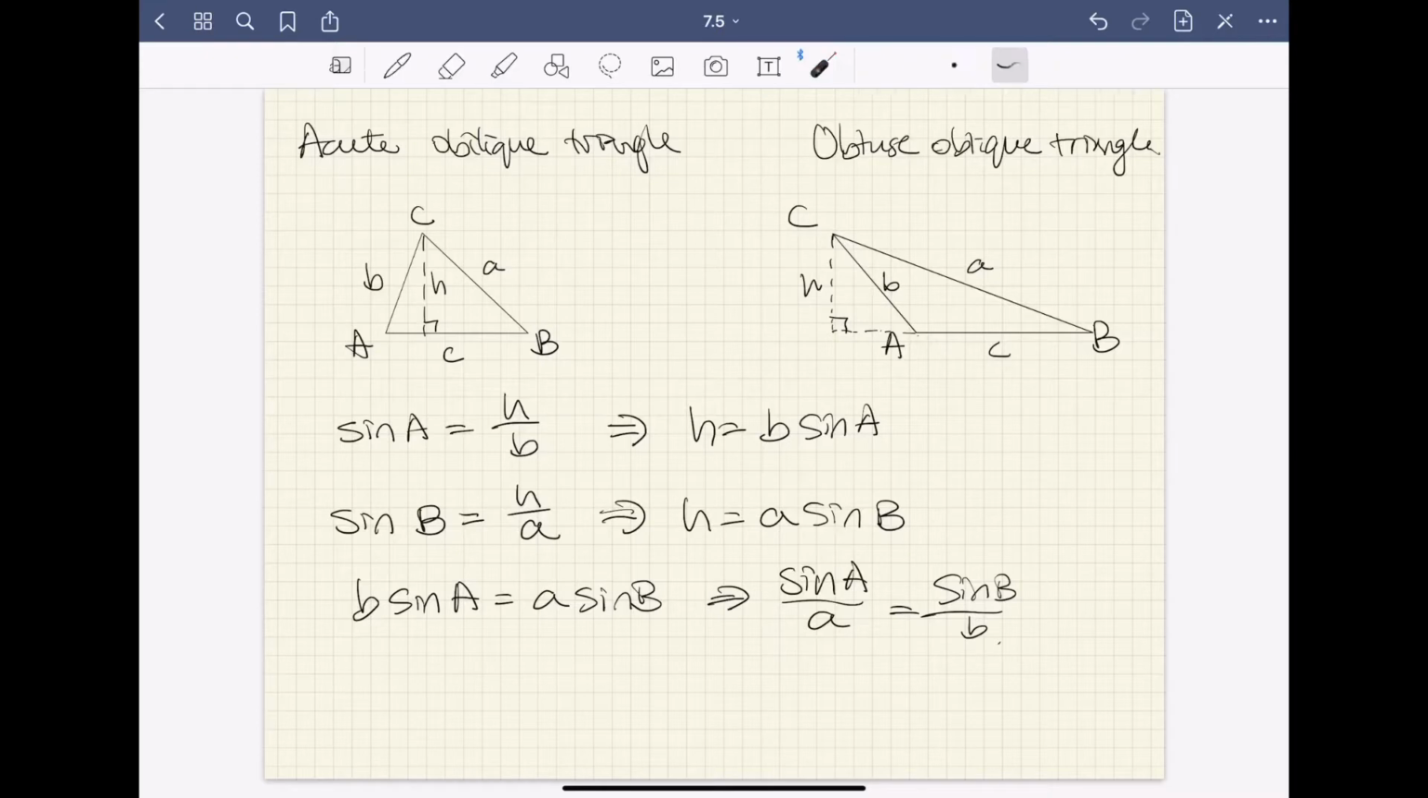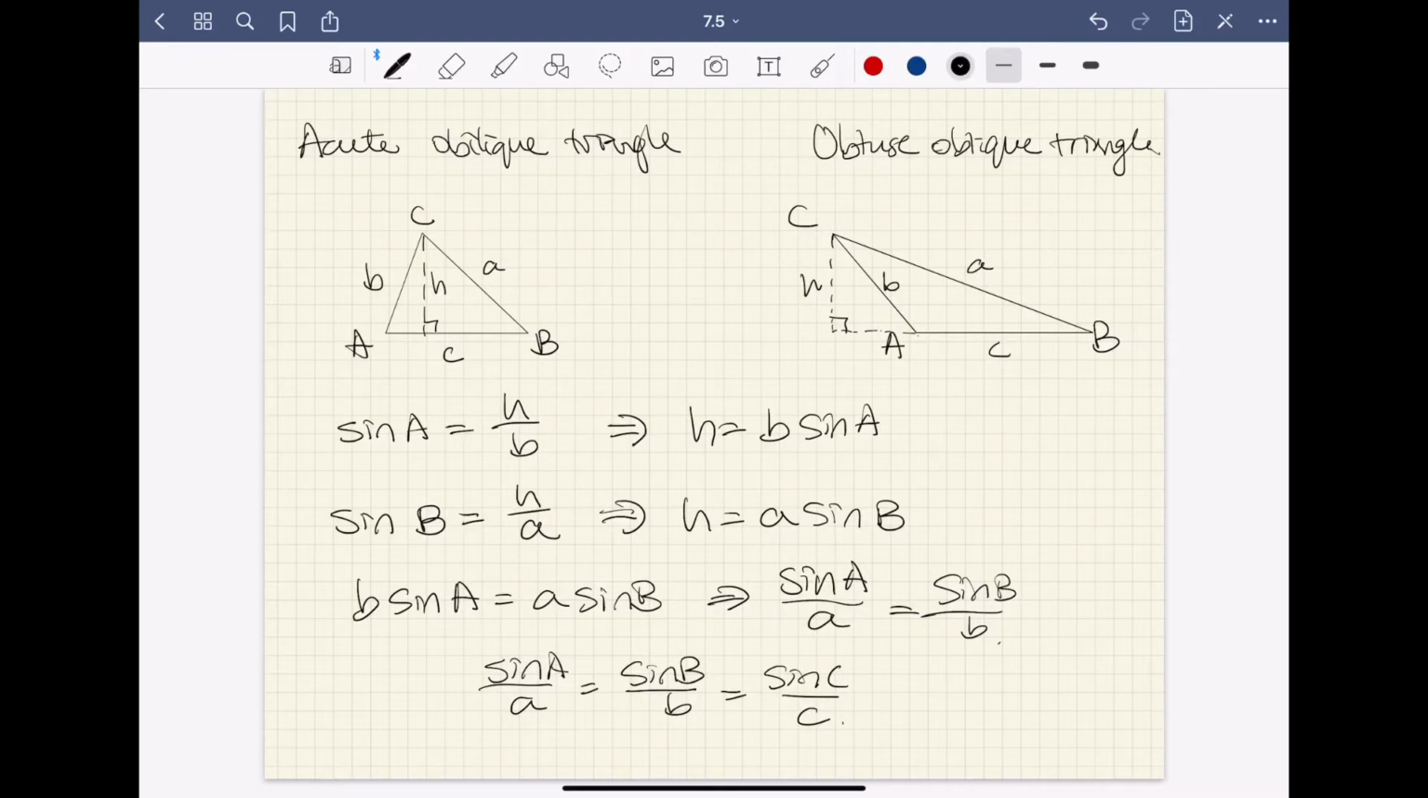So you can draw a height from here to here, and you'll be able to find sine C. So using this derivation, we can get a conclusion: sine A over a equals sine B over b, and that's equal to sine C over c.